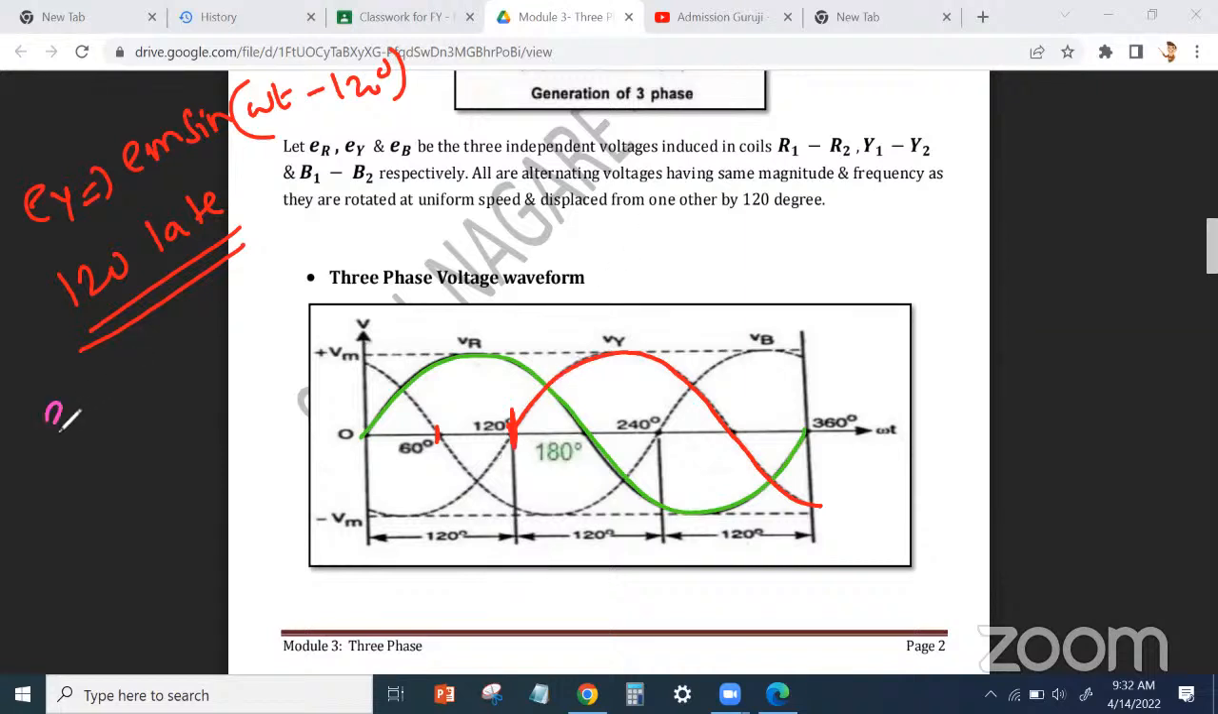Then the next one is EB. EB कैसे था? EM sin omega t minus 240. मतलब 240 से लेट स्टार्ट. 0, 60, 120, 180 and this is 240. So EB यहाँ से स्टार्ट होगा. देखो यहाँ से स्टार्ट होगा. ठीक. उसके बाद ये तो पता चल गया. So ER start from 0, EY start from 120, EB start from 240.